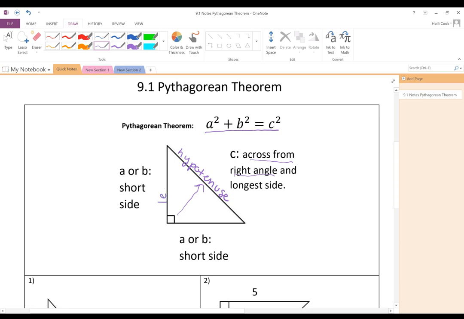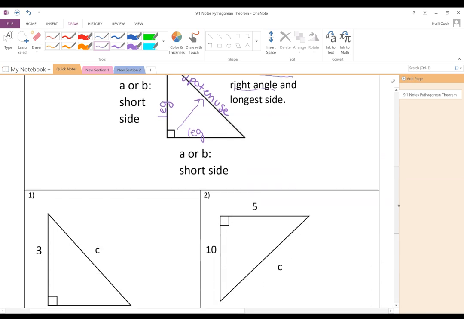Usually we call the sides of a triangle a leg. So your two other legs will be a and b. It doesn't matter which one is which. You'll get the same thing either way. Okay, so we're going to use this Pythagorean theorem to solve for the sides of a triangle. So let's look at example number 1.